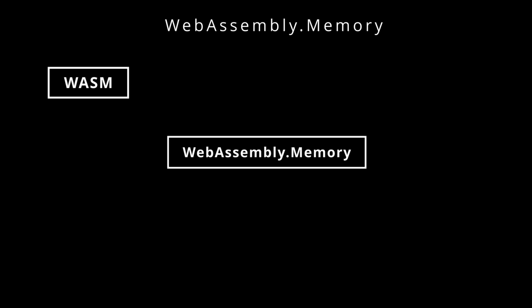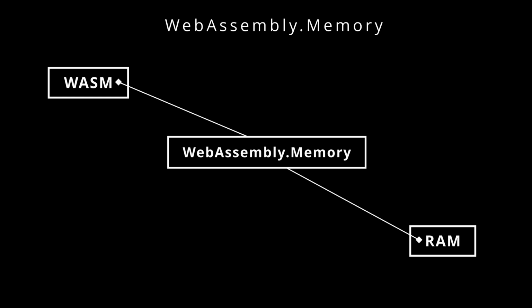In the same way, a WASM file also requires memory to run on your machine or on your web application. That memory is provided by the WebAssembly.memory module. The WebAssembly.memory module acts as a bridge between a WASM file's code and your machine's RAM. Let's see how it works now.